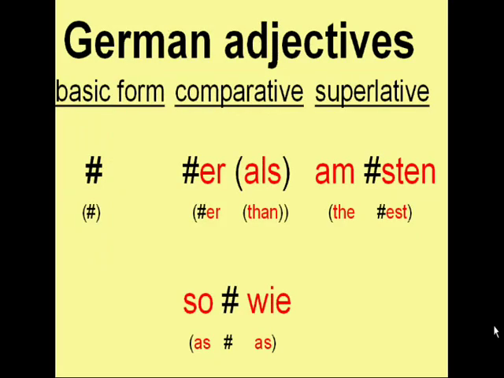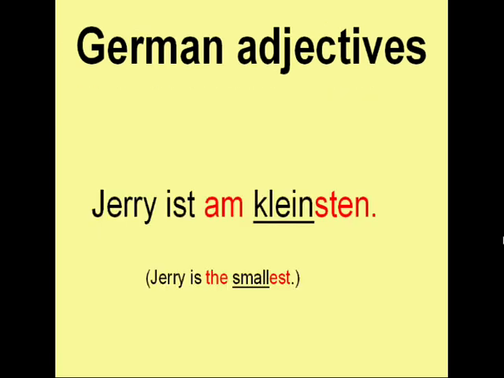Now the superlative forms in German for the adjectives are built with the words am in front of the adjective and by putting the letters S-T-E-N at the end of the adjective. So a sentence with a superlative form would for instance look like this: Jerry ist am kleinsten.